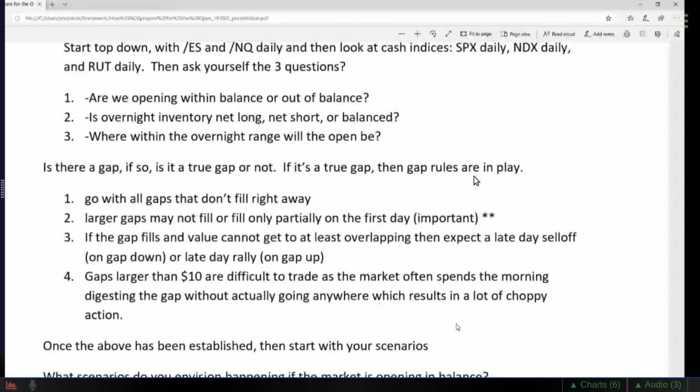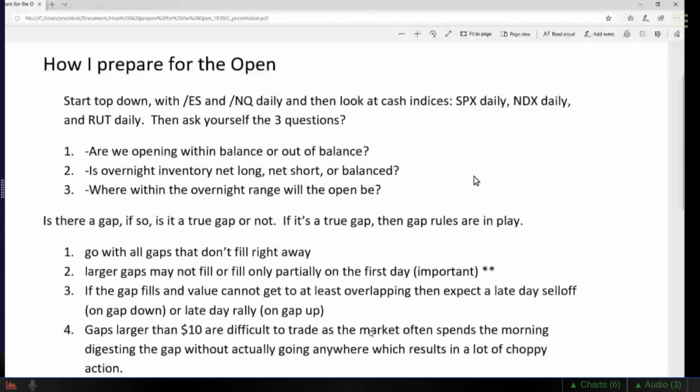Okay, so now we've established all of that. Let's just, for a second, recap what we've established. We started top down, we looked at the futures daily charts, and we looked at the indices, and we figured out, okay, what is probably going to happen, or I should say, what is the path of least resistance, basically, correct? That's what we try to figure out. What is our path of least resistance?